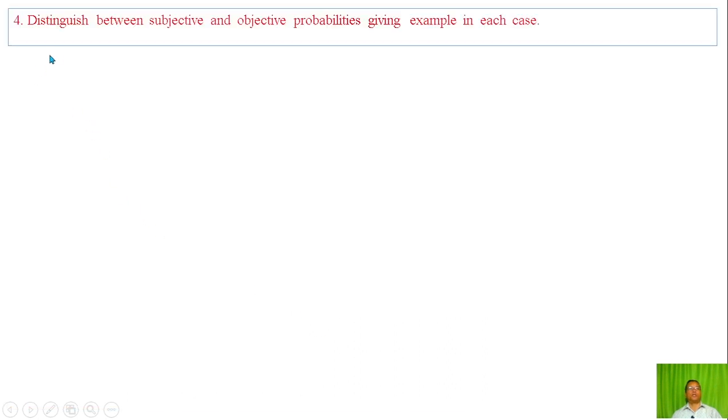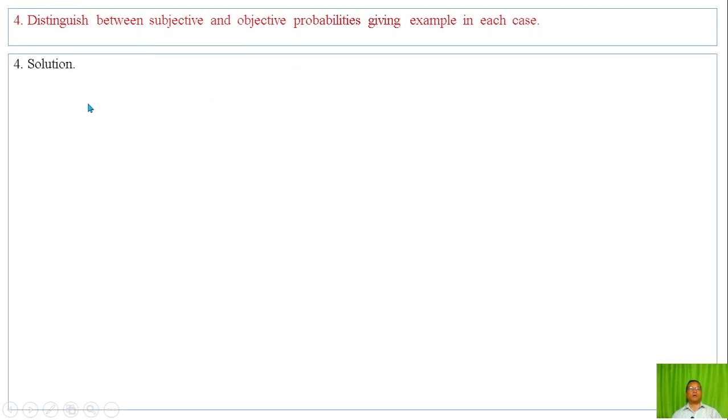Question number 4. Distinguish between subjective and objective probabilities, giving example in each case.